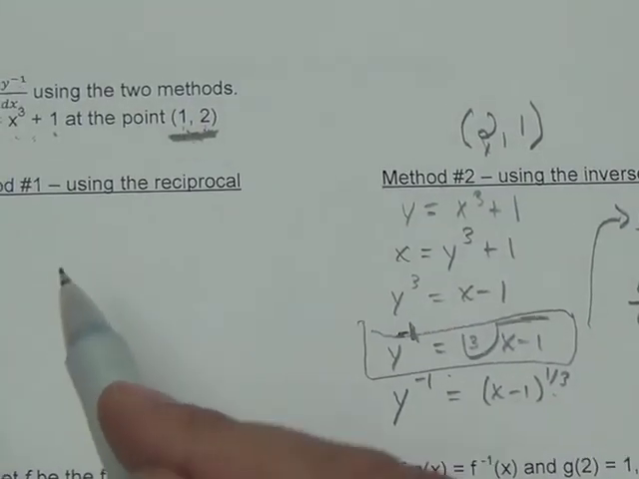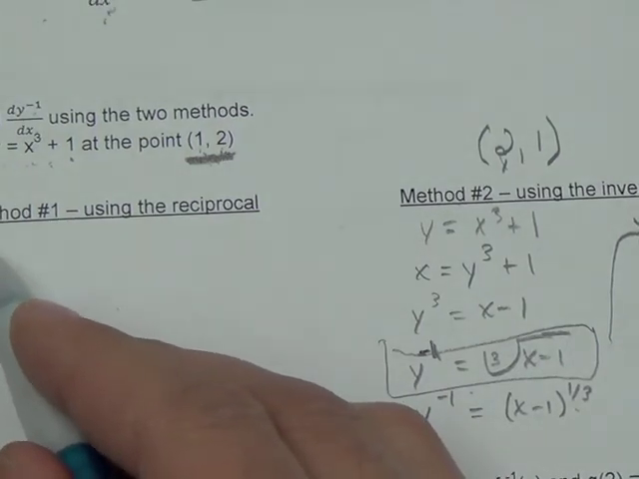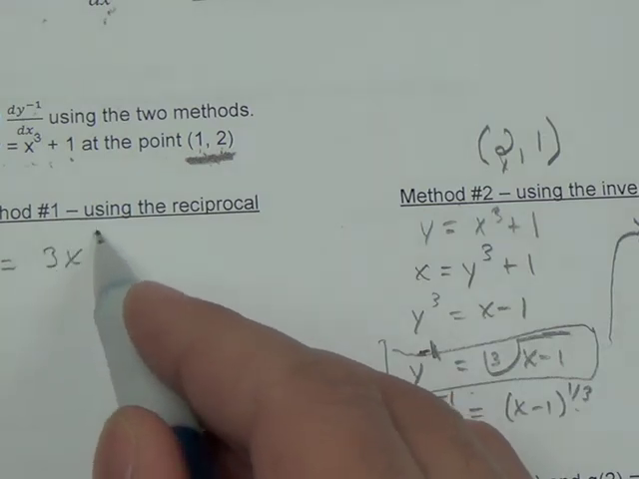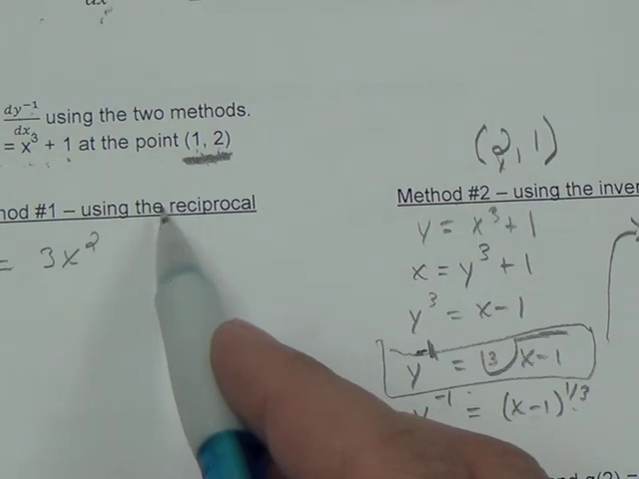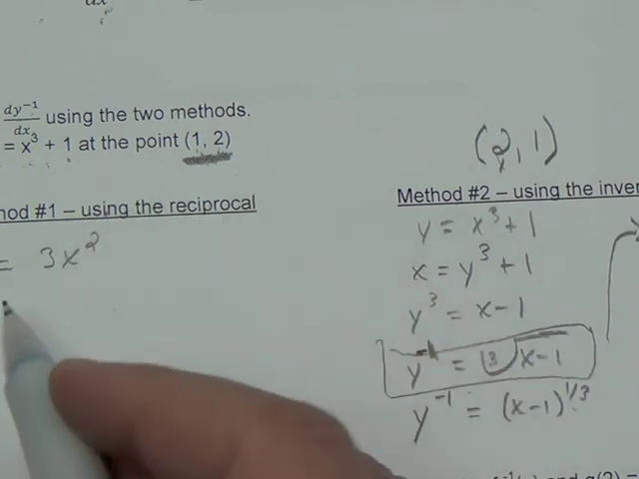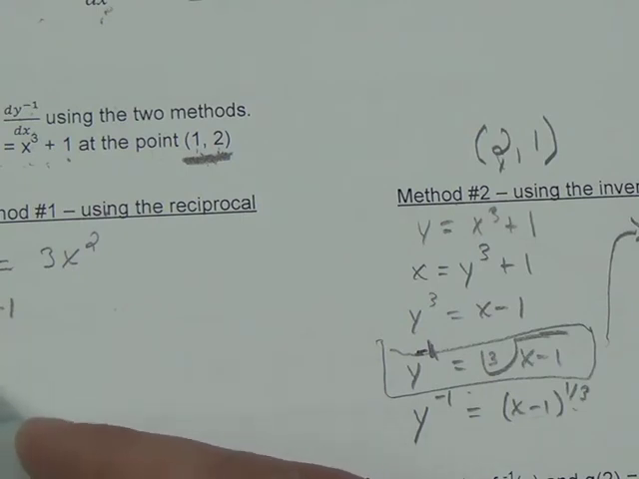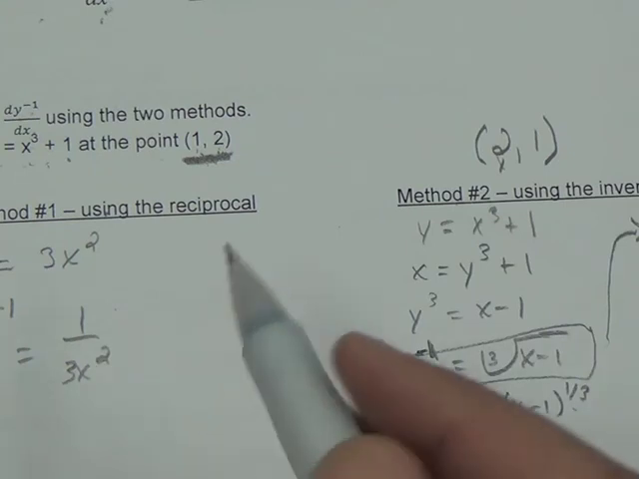This is our preferred way, using the reciprocal. And this is the way that we did a lot of them. You're going to take your derivative normally, so 3x squared. All right, nothing much easier than that. What we can do to find the derivative of the inverse is use the reciprocal. What that means is I'm going to now find the derivative of the inverse by simply taking the reciprocal of this.